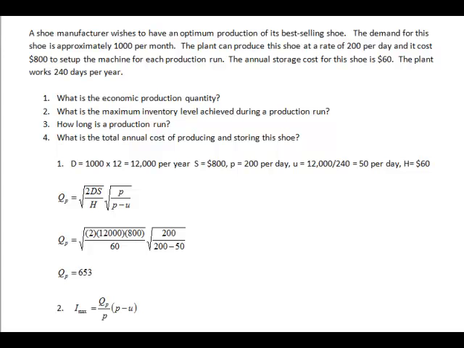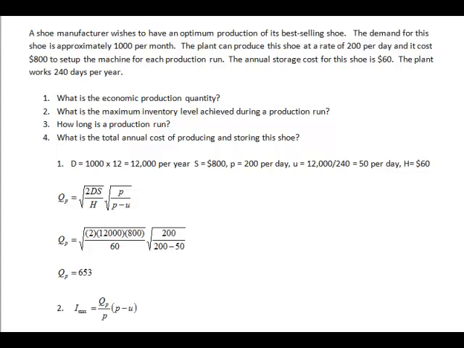And for the equipment that we use for producing these shoes, there's some time it takes to get that equipment ready to do the work. That's called setup cost. So it costs $800 to set up the machine for each production run. Now, we keep these shoes in inventory, and the annual storage cost or inventory carrying cost means the same thing. Storage cost, inventory carrying cost, inventory holding cost, all that means the same thing.